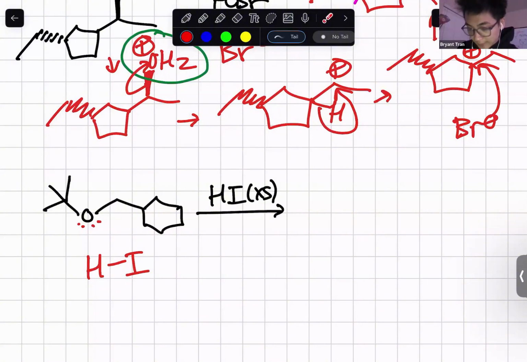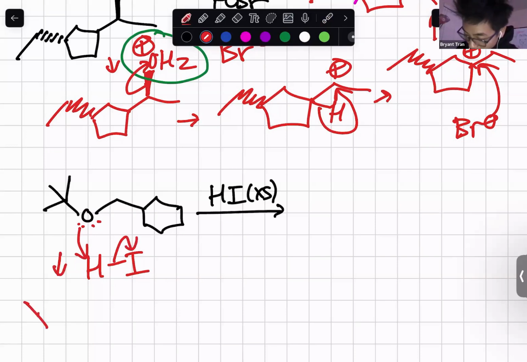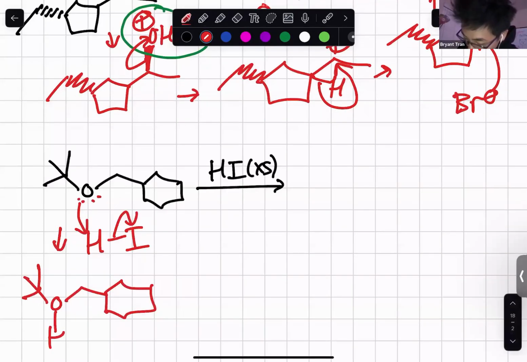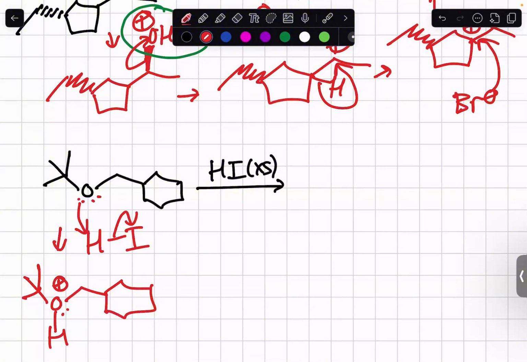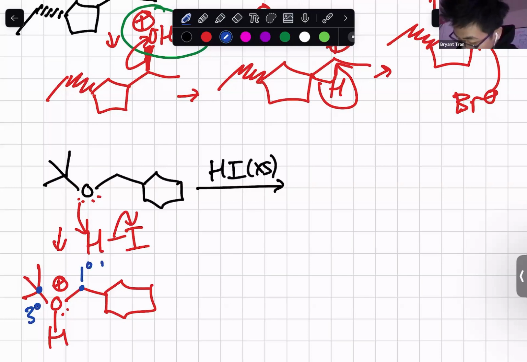What we will do first is that this strong acid will protonate this oxygen here, meaning that this oxygen is going to grab the hydrogen and kick out the iodine like that. That's the very first thing we have to do. Once we do that, this oxygen now has 3 bonds and a positive charge. Now we look at the substrates attached to this oxygen. This one on the left is tertiary. The one on the right is primary hindered.